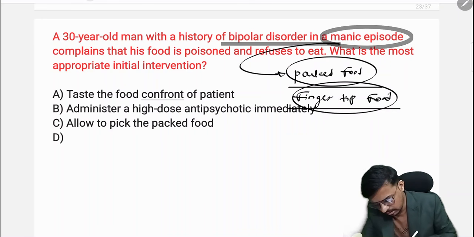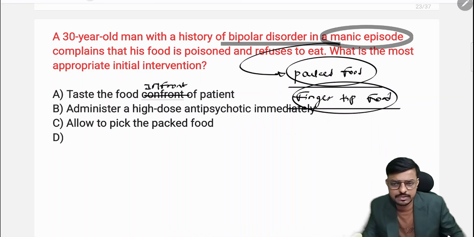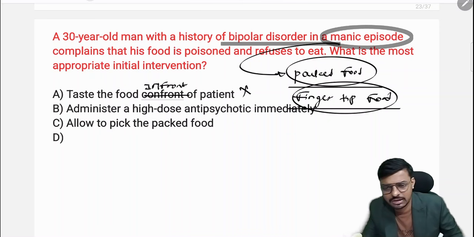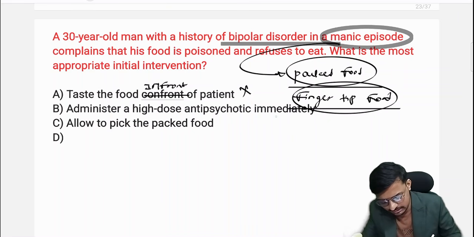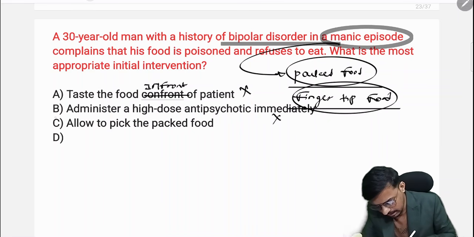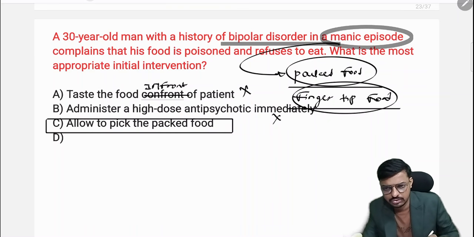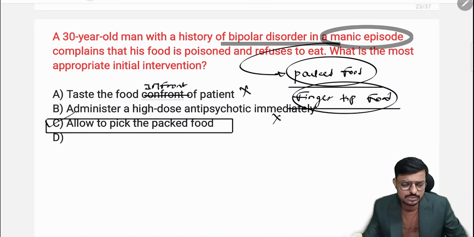Okay, so option A, taste the food in front of the patient. The patient is telling that this is poisonous food, so the nurse is eating the food in front of the patient and assuring that it is not poisonous. So this is not the correct technique. I am eliminating option A. Then comes option B, administer a high dose of antipsychotics immediately. This is also not a nursing intervention. So we are allowing the patient to pick the packed food. This is the correct answer for this particular question. And whoever marked this one, allow the patient to pick the packed food, this was your correct answer.